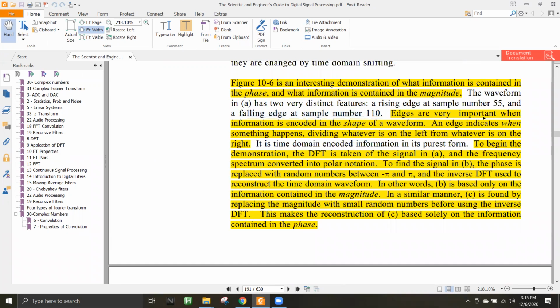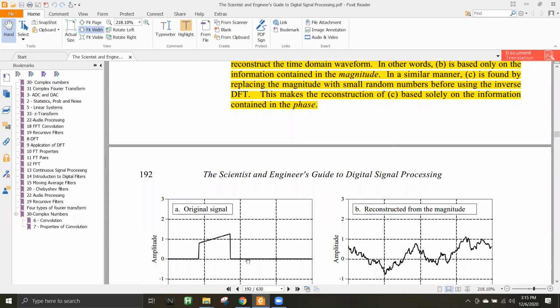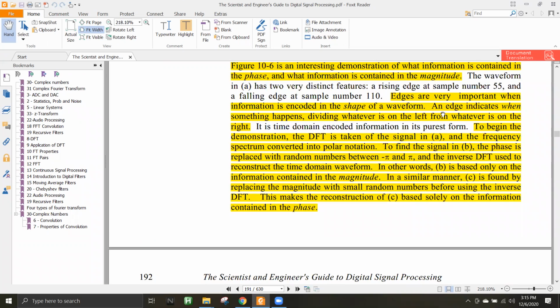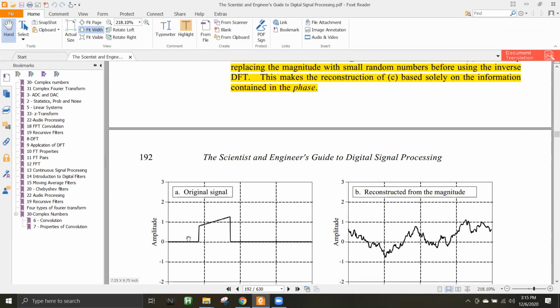Edges are actually very important because they contain information encoded in the shape of a waveform. What can we understand from an edge? Wherever we find edges, they indicate something happened there, dividing whatever is on the left from whatever is on the right. Maybe this edge could signify that there was nothing there and suddenly some value came at this particular time interval. Then the value gradually increased and then the value stopped coming.